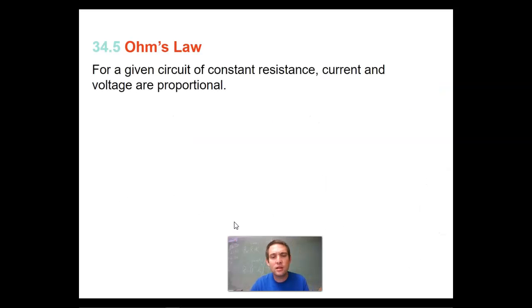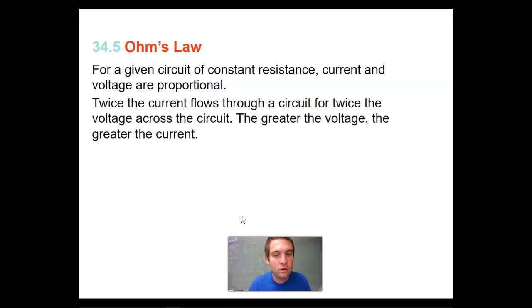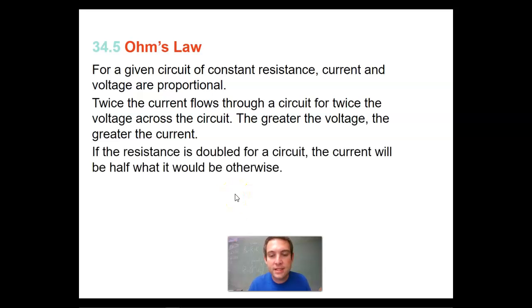For a given circuit of constant resistance, current and voltage are proportional. Twice the current flows through a circuit for twice the voltage across the circuit. The greater the voltage, the greater the current. If the resistance is doubled for a circuit, the current will be half of what it would be otherwise.